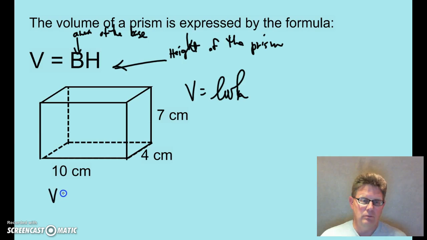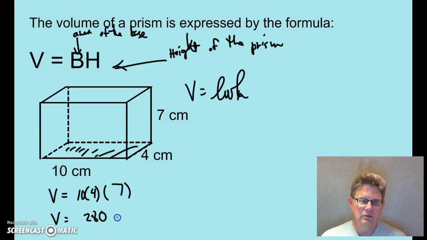So the volume equals, okay, area of the base. The base is a rectangle down here at the bottom. So 10 by 4. And then the height is 7. So the volume is 280 centimeters cubed. That is the volume of that prism.